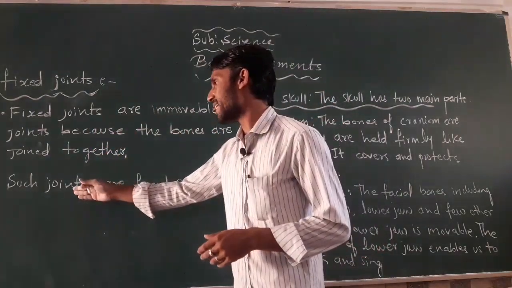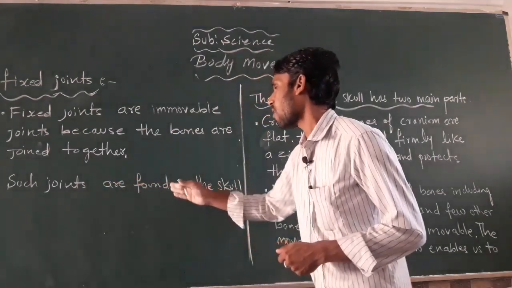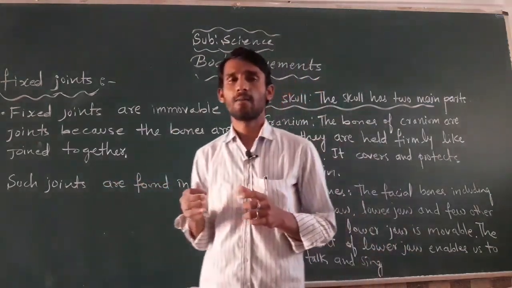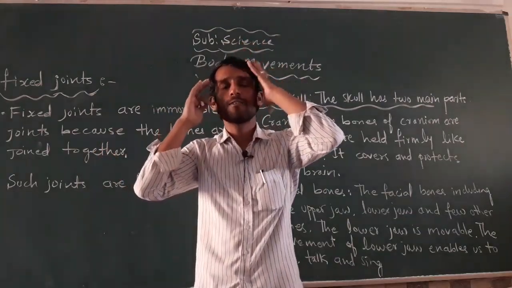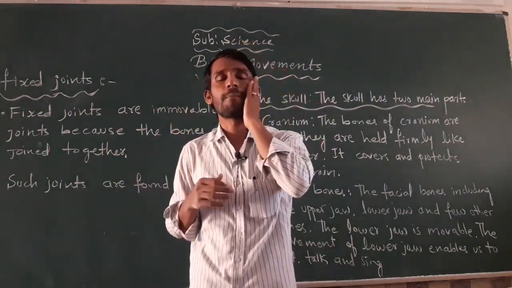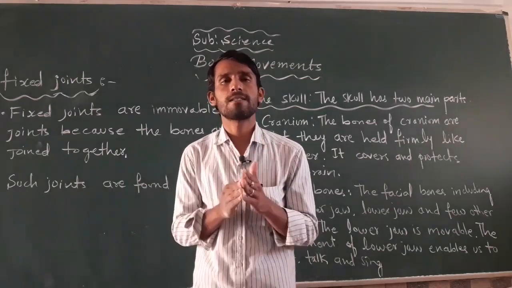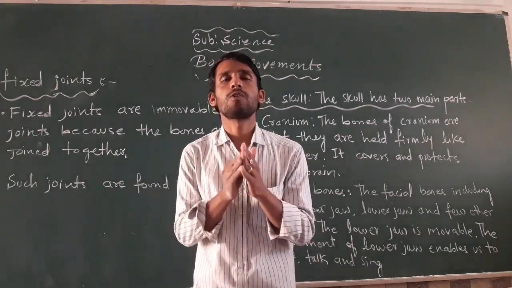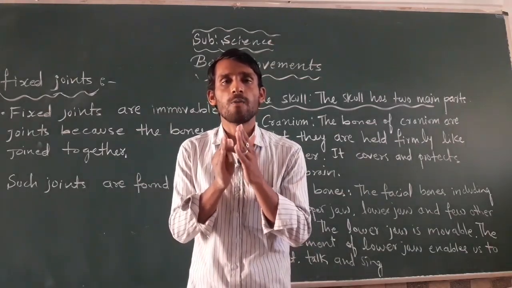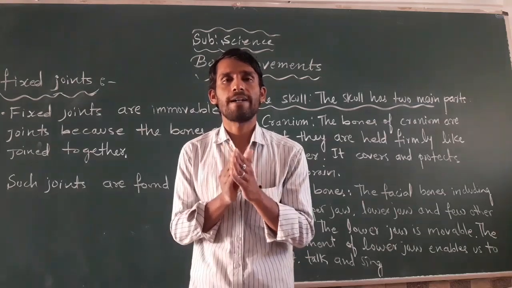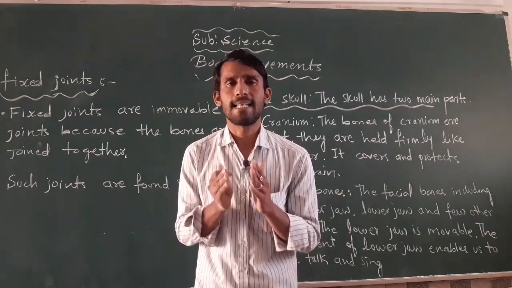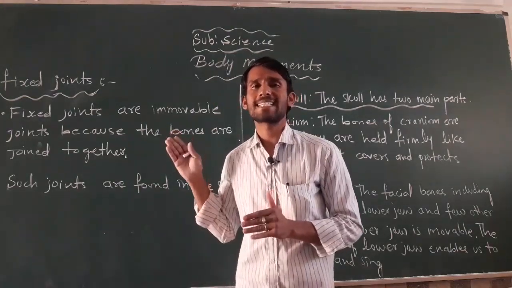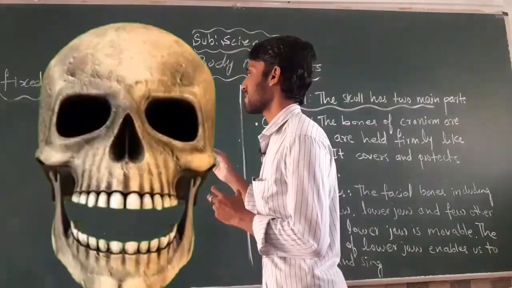Next point you observe here. Such joints are found in the skull. Okay, this is the skull system. These fixed joints are present in this skull system. Those are immovable. The joints which are not able to move, those joints we call fixed joints. These types of joints are present in our skull. Yes friend, you observe, this is the human skull.